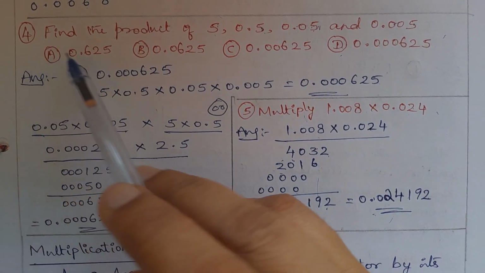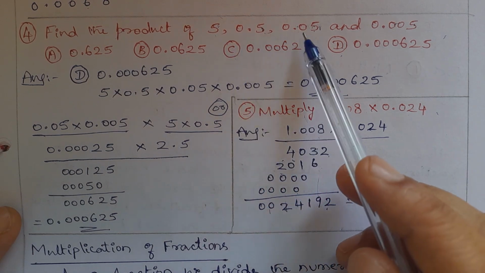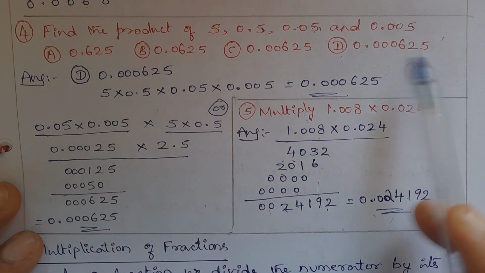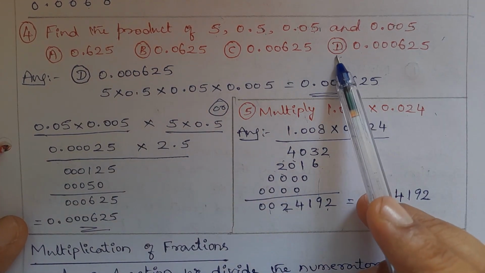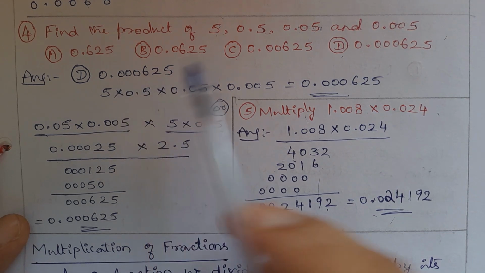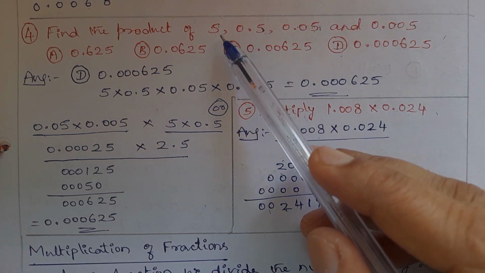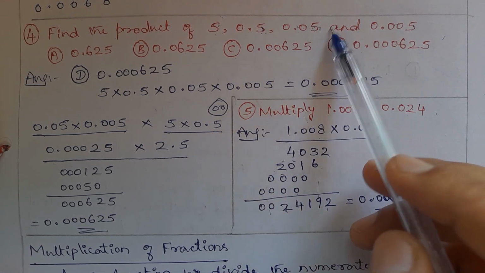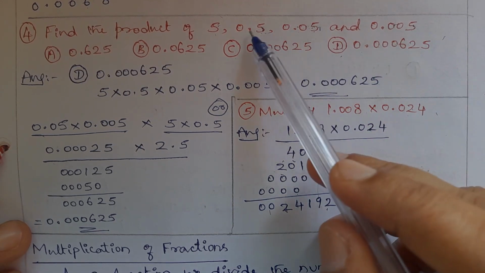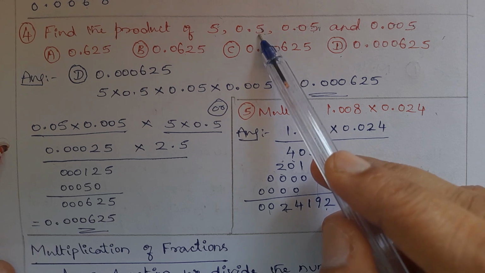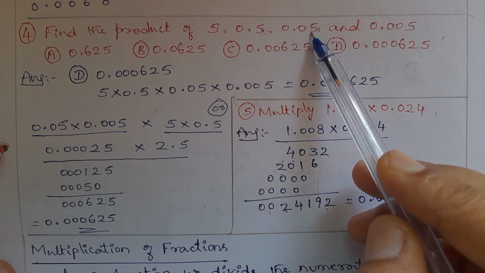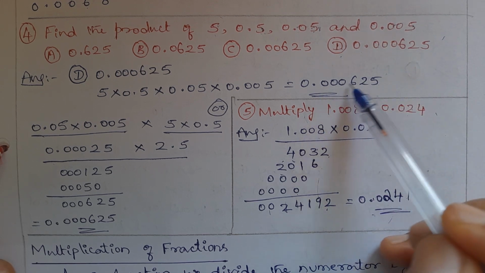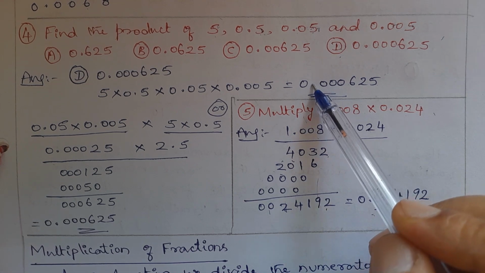Next, fourth example, find the product of 5.5, 0.05 and 0.005. Options are given. So the answer is option D, 0.000625. We can directly multiply like this. 5 5s are 25. So here also 5 5s are 25. 25 25s are 625. So how many digits after the decimal point? Here 1, here 2. 1 plus 2 is 3. 3 plus 3 is 6. So 1, 2, 3, 4, 5, 6. After 6 digits, put the decimal point, that's all.